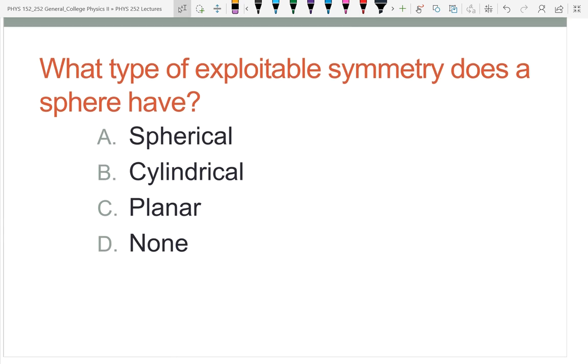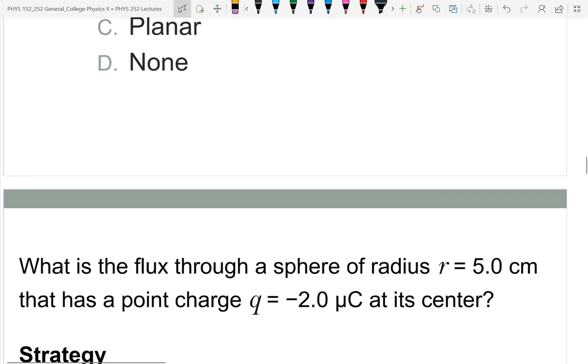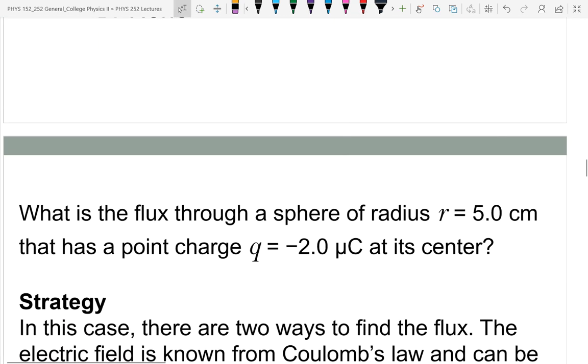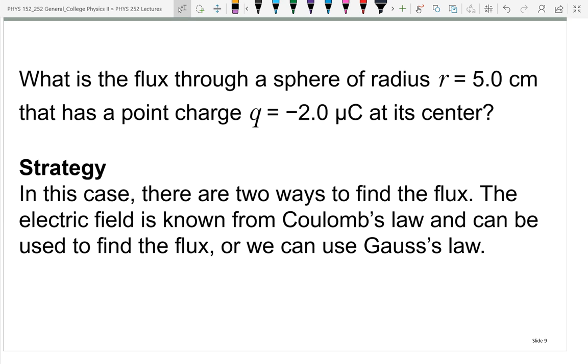So questions, just show of hands. What type of exploitable symmetry does a sphere have? It's this close to a rhetorical question. What does it have? Spherical symmetry. Now, we'll do a problem and then hopefully understand this better as we move on.